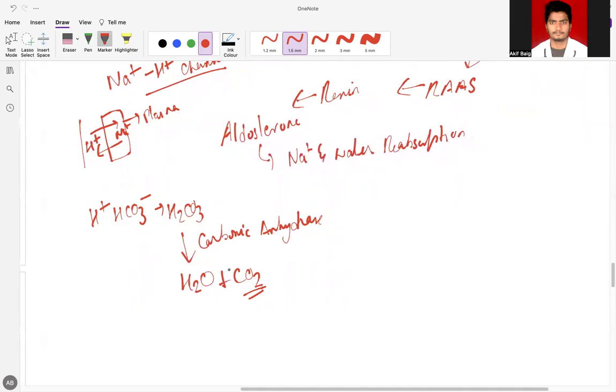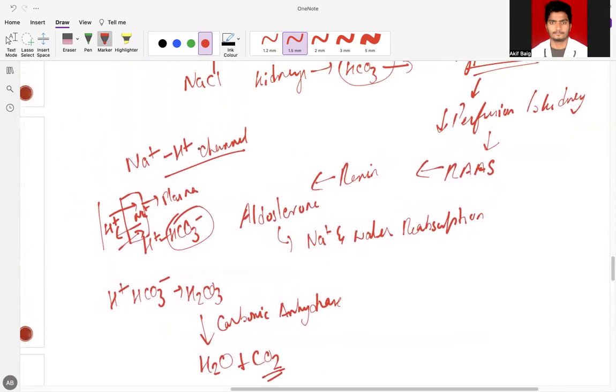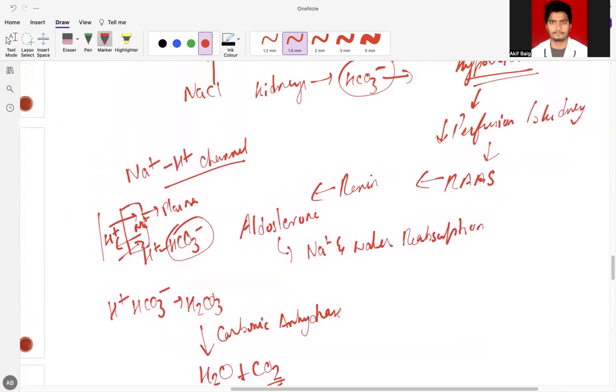This CO2 now again goes into the tubular cell, and inside the tubular cell it is converted again into H plus and HCO3. So basically, suppose patient is in shock, this HCO3 will also be reabsorbed into the plasma and there will be decreased excretion of bicarbonate.